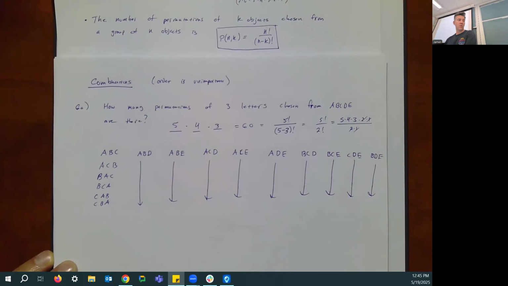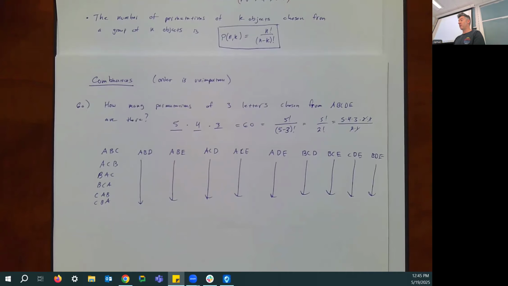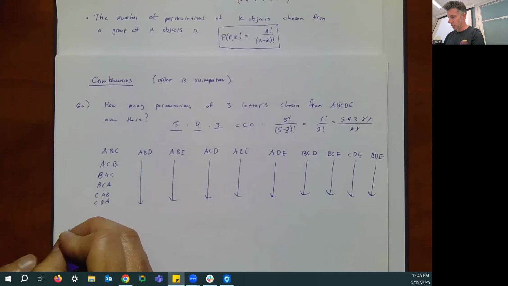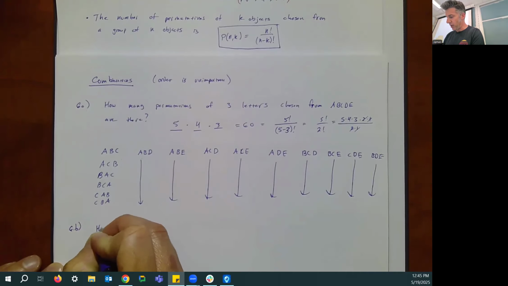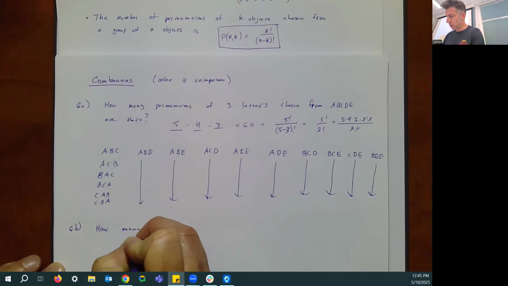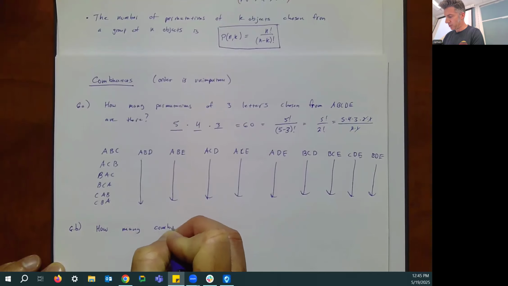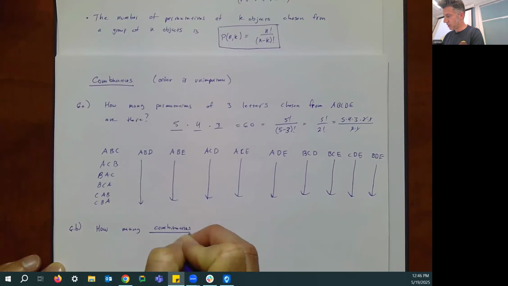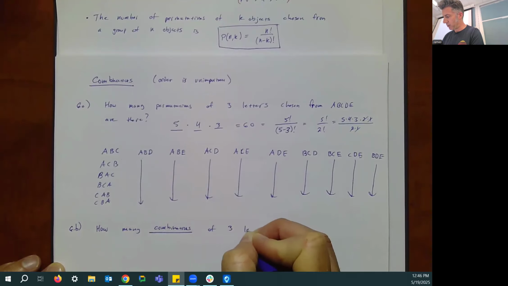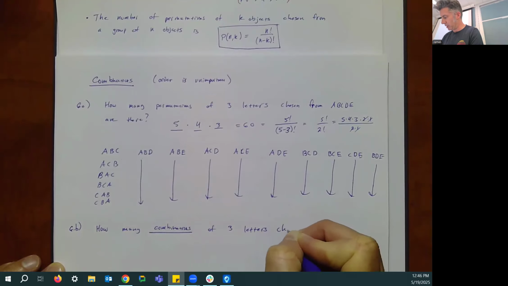But then we can also very easily see the answer to the next question, which is how many combinations of 3 letters are there chosen from A, B, C, D, E?